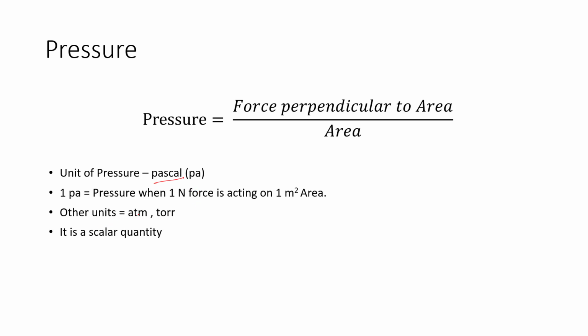Other units of pressure are atm, atmosphere, and torr. Basically, atmosphere is the atmospheric pressure. It is equal to 1.01 × 10^5 Pascal, or there is another unit as well which is known as bar. Okay, 1 bar is equal to 10^5 Pascals. Torr is another unit of pressure, and 1 torr is equal to the pressure generated by 1 mm of Hg. This is equal to 1 torr.